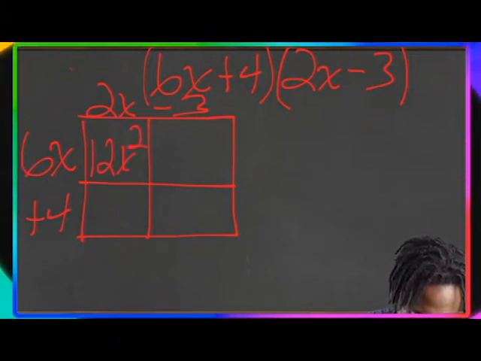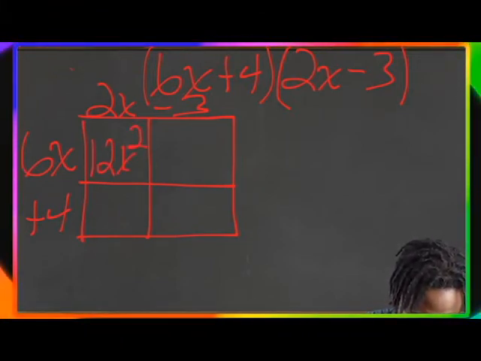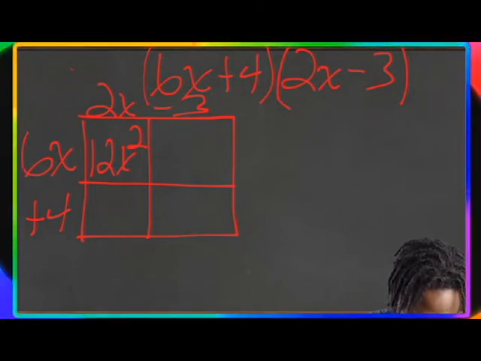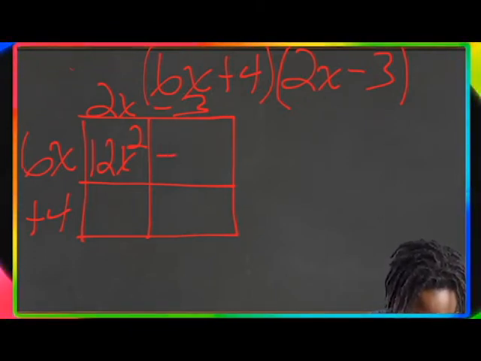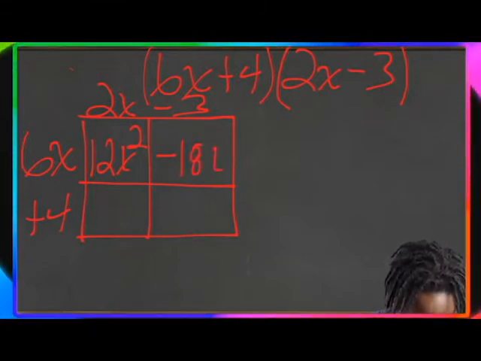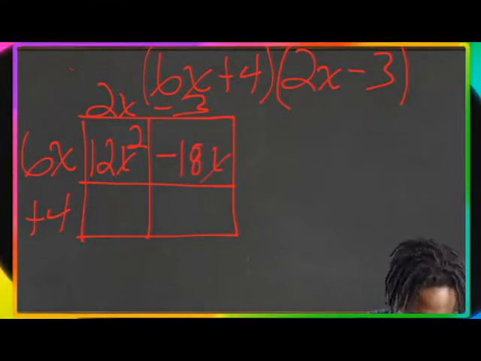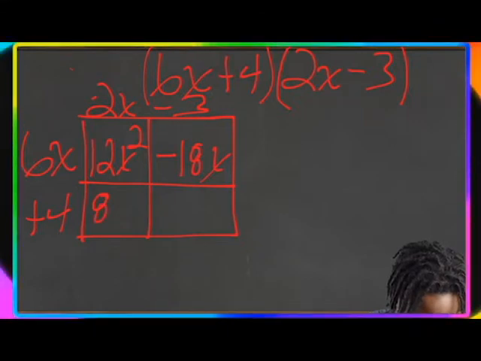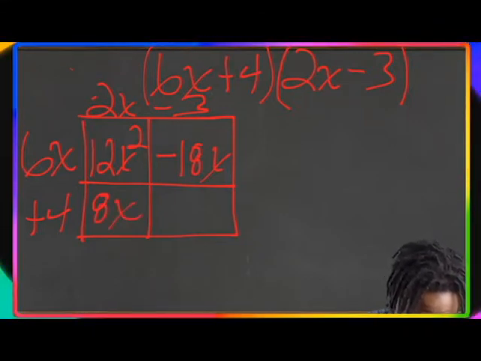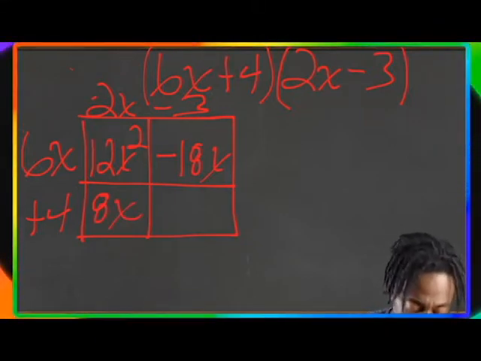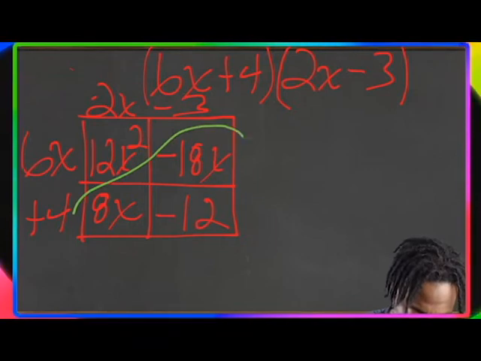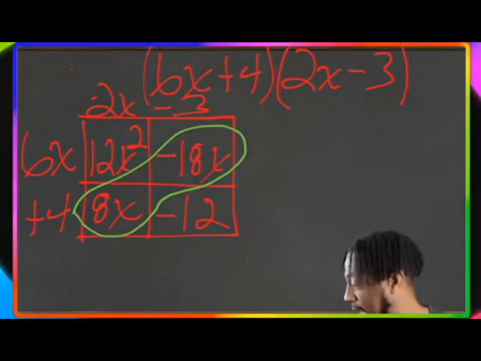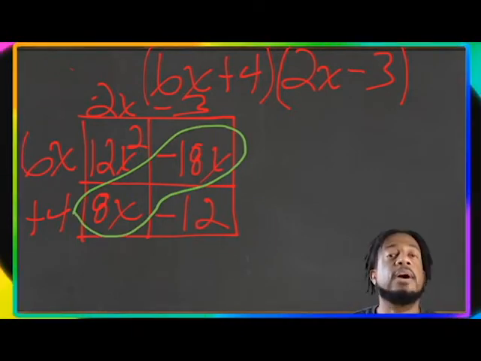I can see it. All right, so we got 12x squared. So we got 6x times 2x is 12x squared. 6 times 3 is a negative 18x. And we got 4 times 2 is 8. Bring down my x. And then 4 times a negative 3 is a negative 12. In the middle, what do we have? Our like terms. We have our like terms.